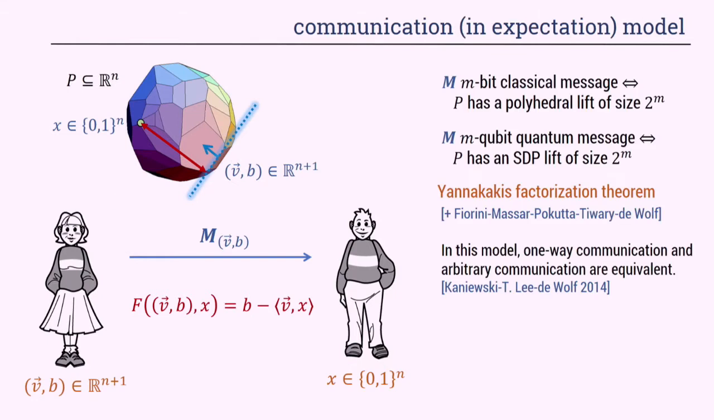Kanevsky, Troy, and Ronald de Wolf showed that actually one-way communication and arbitrary communication are the same. So this gives you an understanding of what LP and SDP lifts are in this model. They're just reduced to questions in some communication setting.